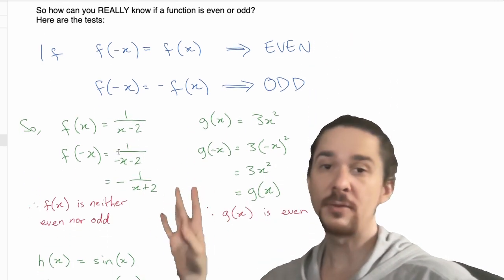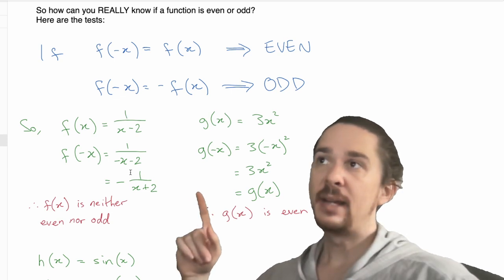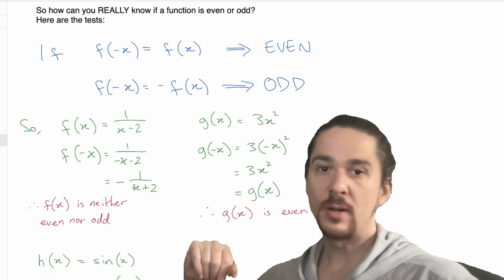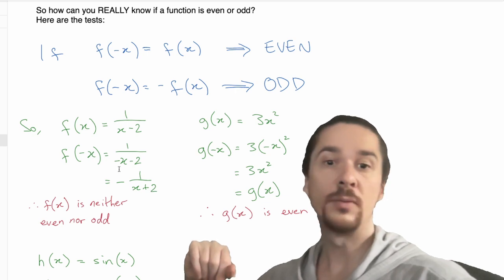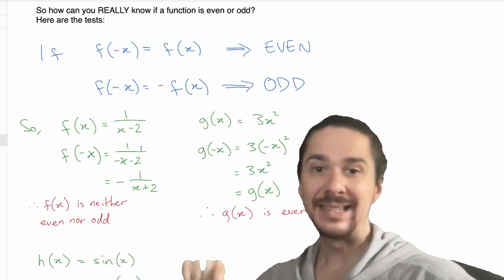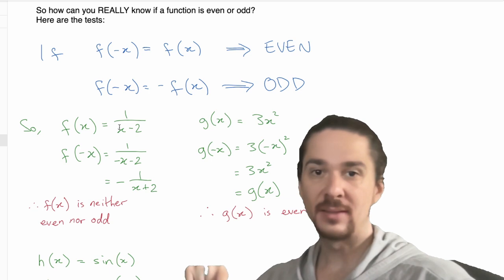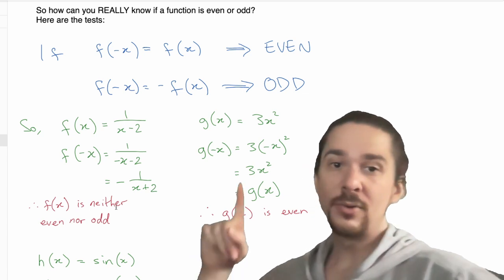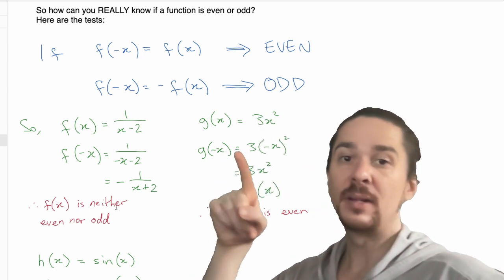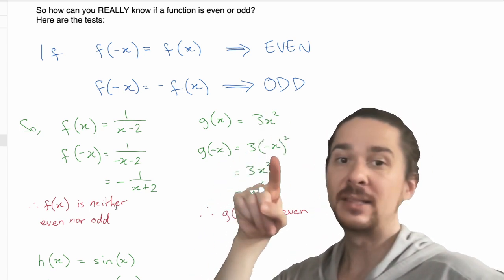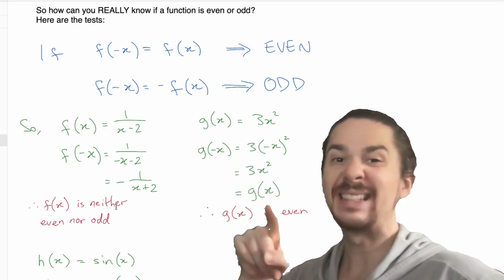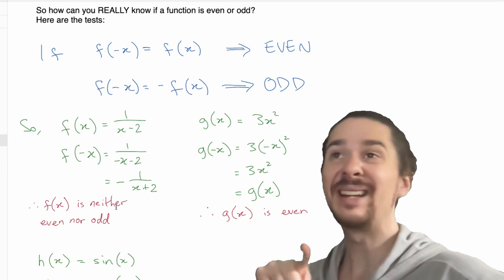If we take our f of x from before, we do f of negative x, we substitute a negative x in there, and so we get negative 1 over x plus 2, or 1 over negative x minus 2. This is not the same as f of x, and it is not the negative of f of x. So this function is neither even nor odd. If we take 3x squared and we plug in negative x, that negative x just cancels itself out. We get back to 3x squared.